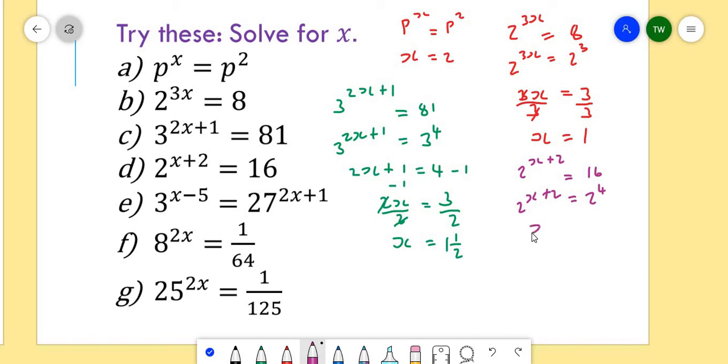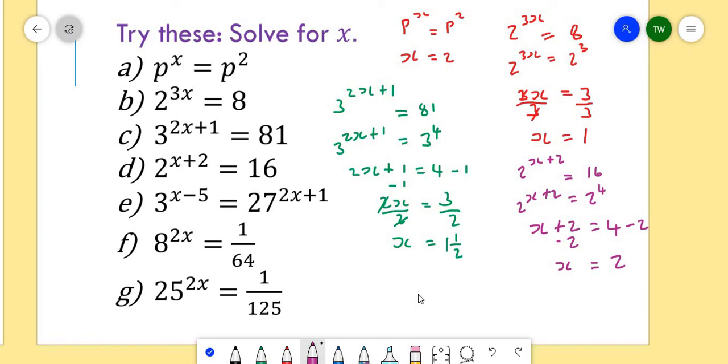So therefore, x plus 2 is equal to 4. Get rid of this plus 2, so we can subtract 2 from both sides. If we subtract 2 from both sides, note here positive 2 minus 2, that's 0. So what we're left with is just x. And 4 minus 2, that's just 2. So therefore, x is equal to 2. Alright?